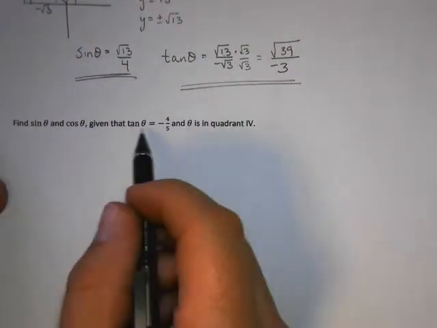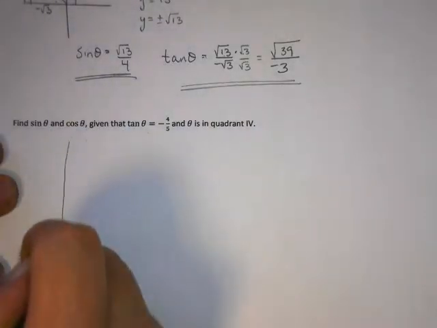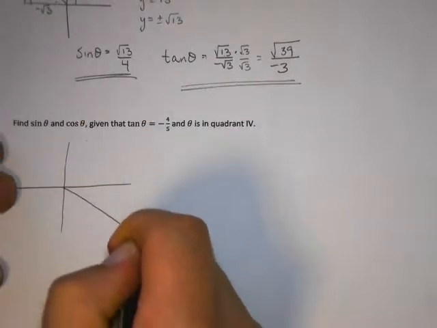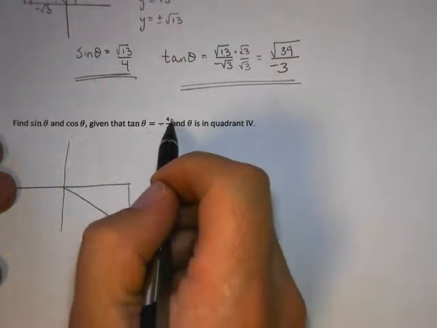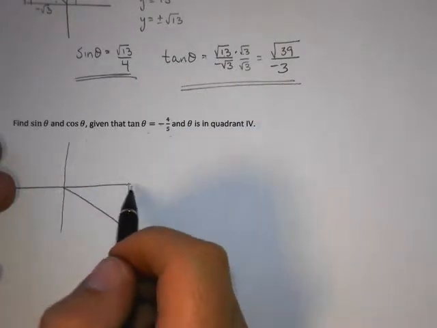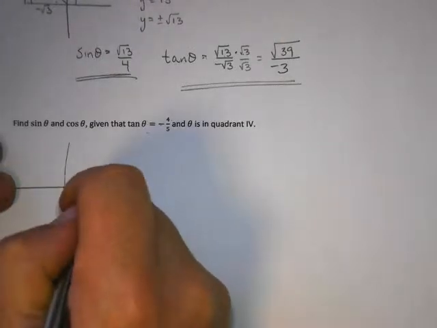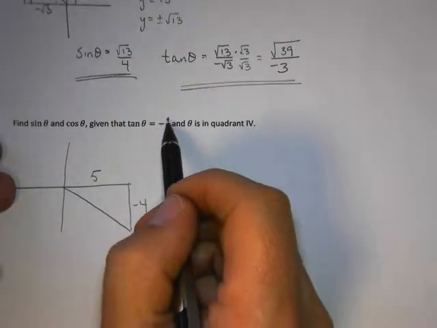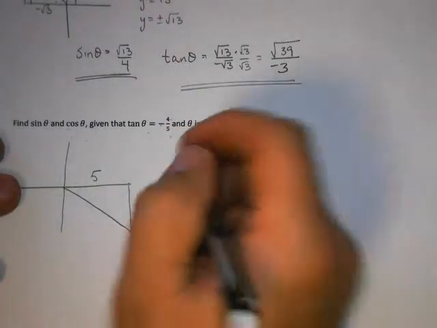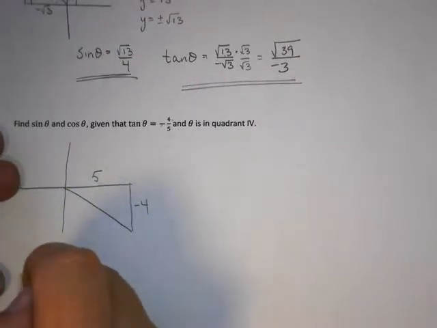Find sine and cosine. Tangent's negative, quadrant 4. Tangent is y over x, positive x, negative y. So this is going to be negative 4. This is 5. But also think of it as opposite over adjacent. We need this other side.